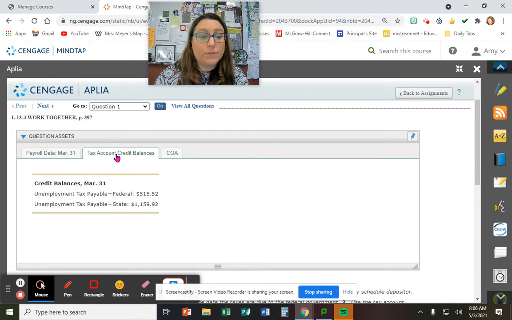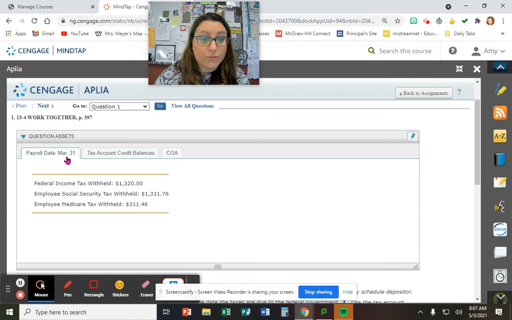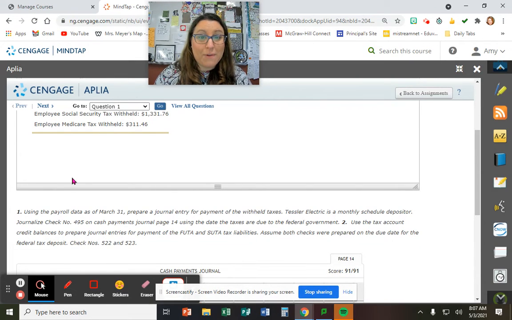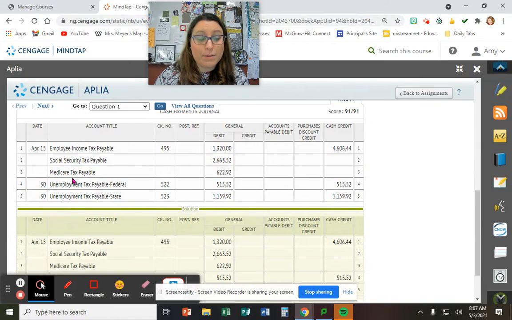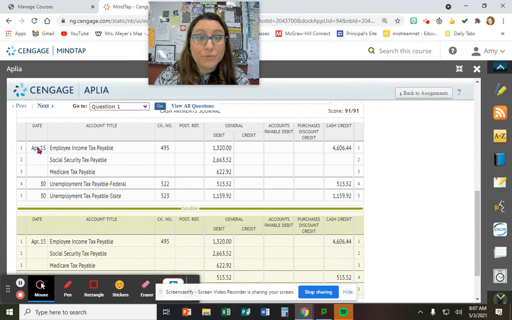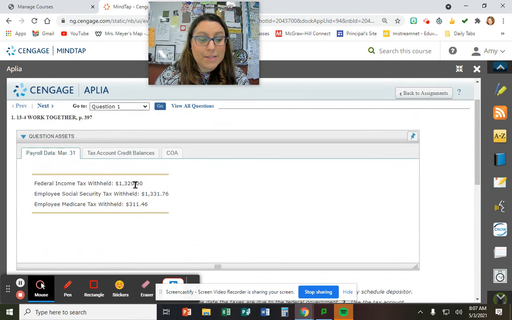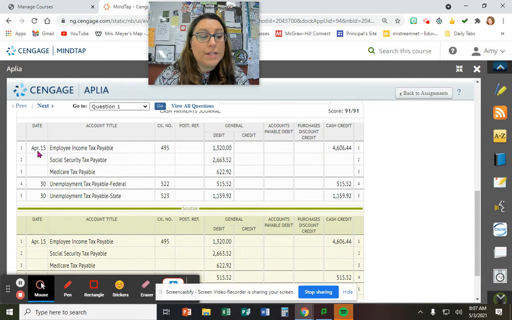Okay, so this is giving you information up here too that you need. This is going to be where our federal and state unemployment tax information is housed. But notice it says payroll was for March 31st. So these taxes are due by the 15th of the next month. So that's why this date is April 15. You are just copying this data for federal income tax because it's ready to go, 1320. So go ahead and type April 15th. You're going to debit employee income tax payable. The check is $495. You're debiting $1320. Don't do anything here yet.